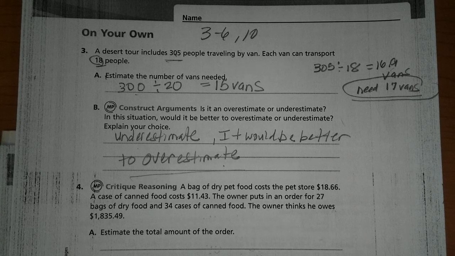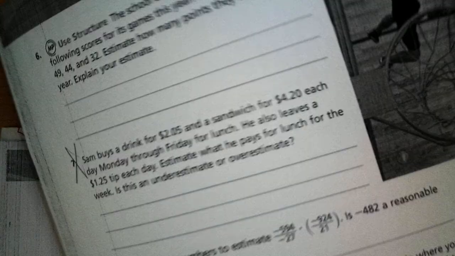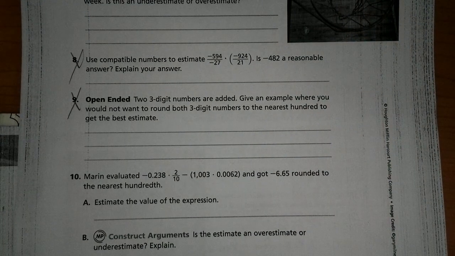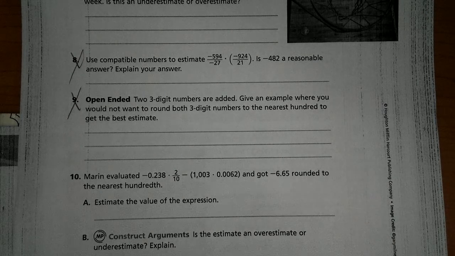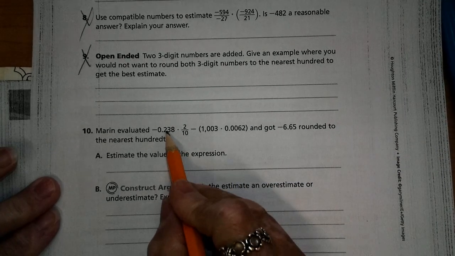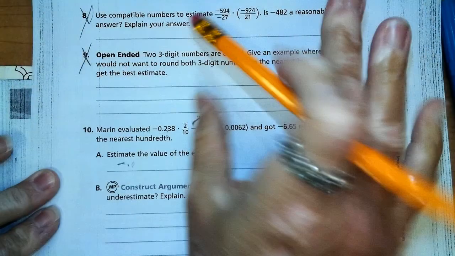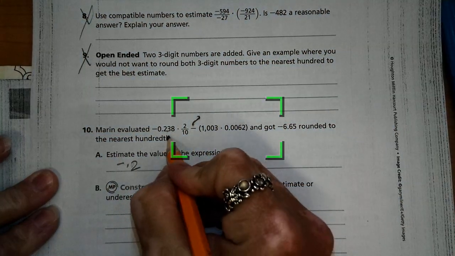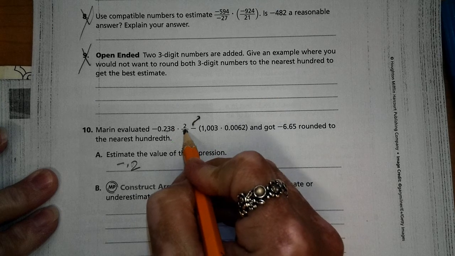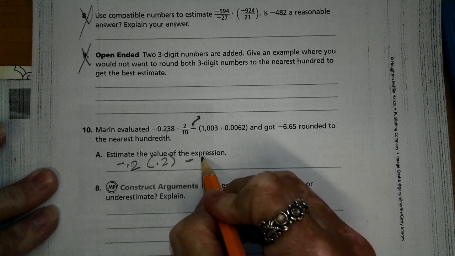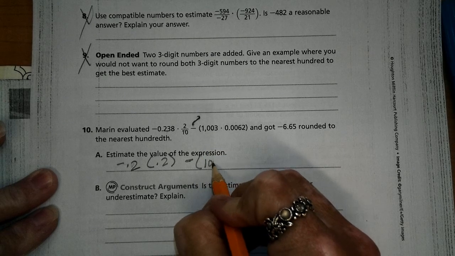Miss Lavelle, could you help me with number 10 real quickly? All right, so what are we going to round them to? We're rounding 1,003 to 1,000, and we're rounding 0.0062 to... We're going to round them all, right? Yeah. So let's round this one to -0.2. So once we round them, you'll be good to go. So we're going to round that one to 0.2. This one is already 0.2. So times 0.2 minus, yep, round that to 1,000.